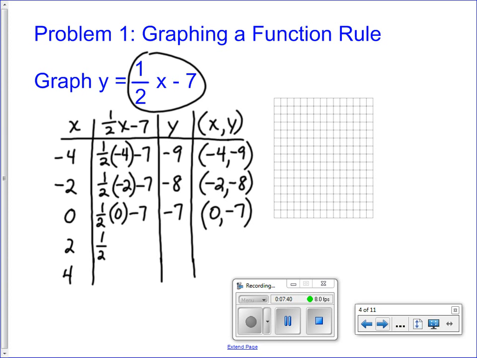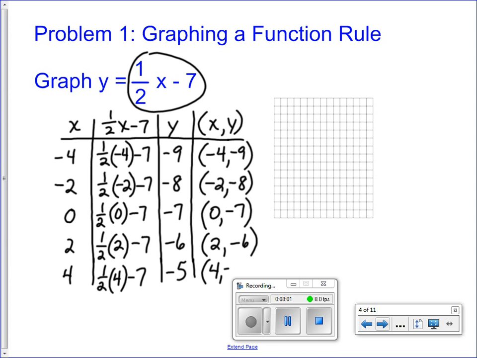But let's continue. We have 1/2 times 2 is 1, minus 7 is -6, so I have the ordered pair 2, -6. And finally, I have 1/2 of 4, which is 2, and 2 minus 7 would be -5. So I have the ordered pair 4, -5. All right, I see that I have all negative values for my y.